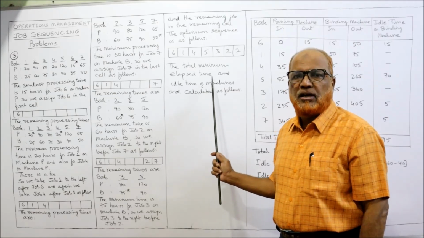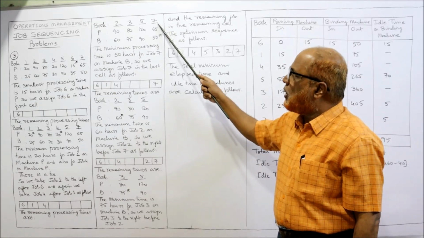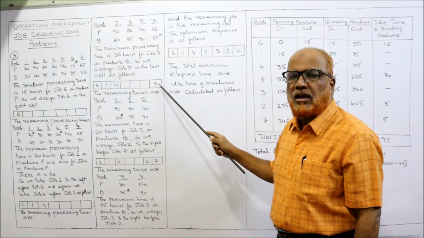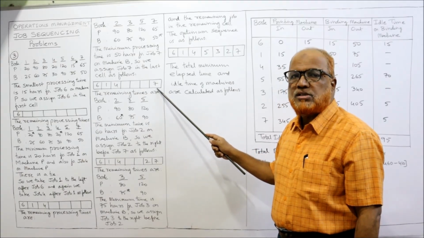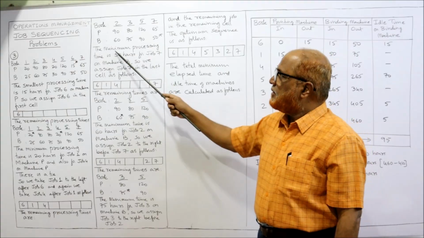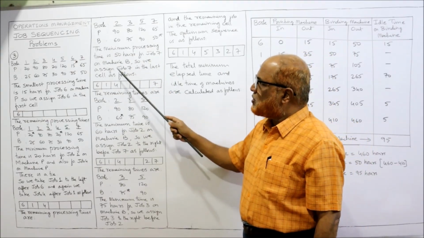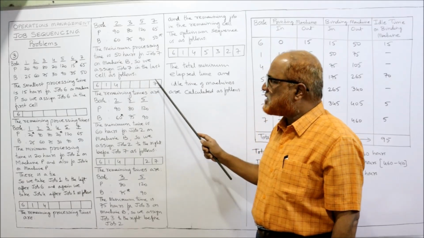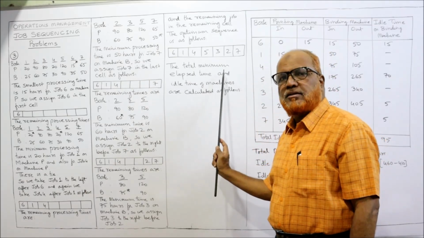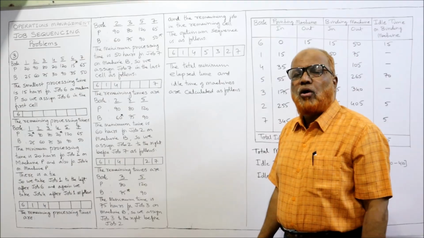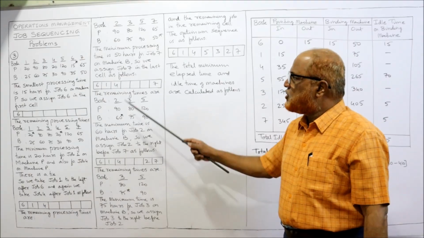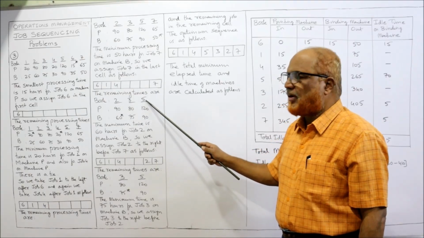So the 7th job we assign to the right side, last cell, because it is on the second machine. The minimum processing time is 50 hours for job 7 on machine B. So we assign job 7 in the last cell, right side. How many jobs are still remaining? 3 jobs are remaining. That is 2, 3 and 5.